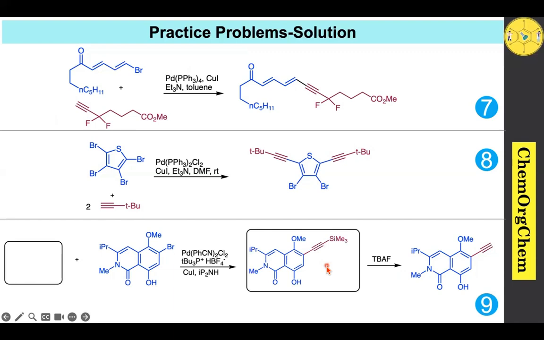Therefore, this may be the correct intermediate for this reaction, which has a trimethylsilyl group. When we use tetrabutyl ammonium fluoride, it quickly deprotects the silyl group and produces the corresponding terminal alkyne. Now you see this bromide substituent reacts with some terminal alkyne under this reaction condition, which produces this corresponding intermediate. Now you disconnect this bond, especially this bond, resulting in this corresponding alkyne. So this is exactly the correct alkyne for this reaction.